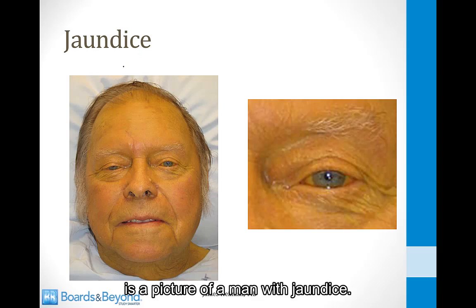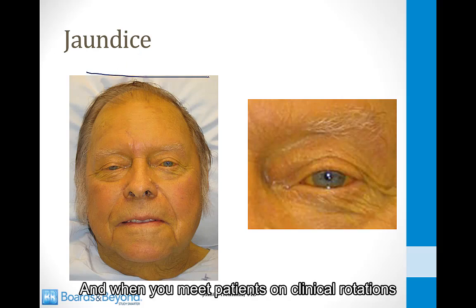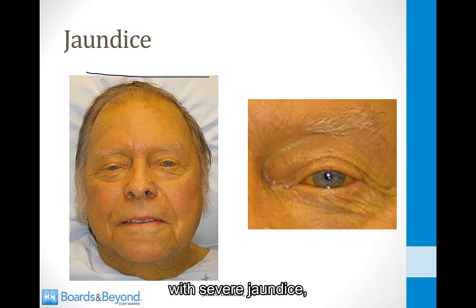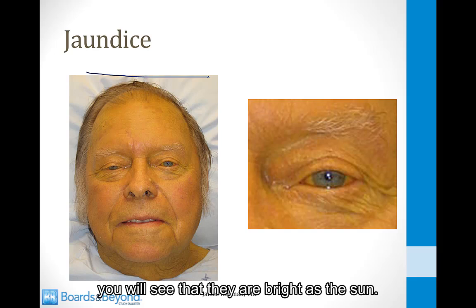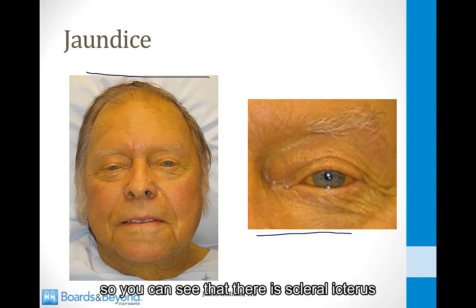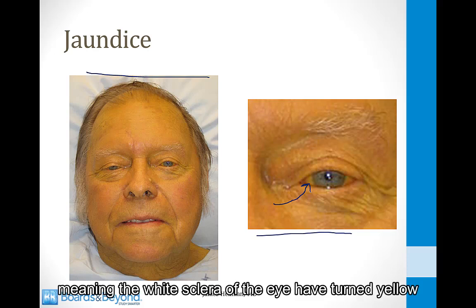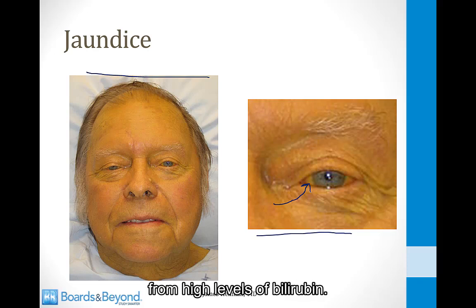Shown on the screen here is a picture of a man with jaundice. You can see that his entire face is yellow, and when you meet patients on clinical rotations with severe jaundice, you will see that they are bright as the sun. Their skin is almost glowing from the jaundice. I've also zoomed in on this man's eye so you can see that there is scleral icterus, meaning the white sclera of the eye have turned yellow from high levels of bilirubin.